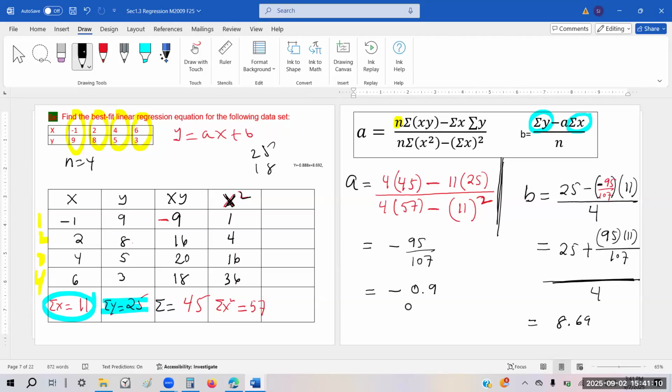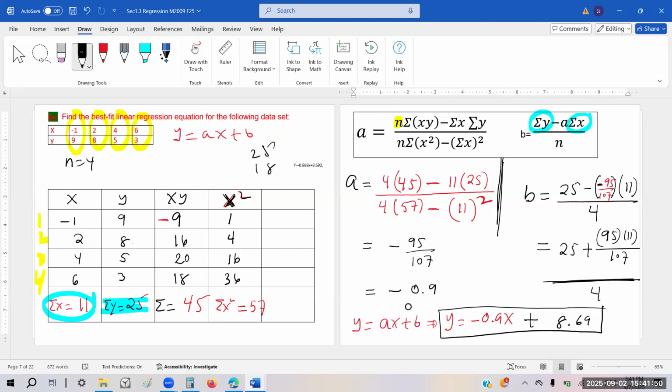So you found your A, you found your B. Now they want you to write down the formula. Formula is y equals ax plus b. It means it's y equals negative 0.9x plus this 8.69. What type of line you have, increasing or decreasing? Decreasing because the slope is negative.